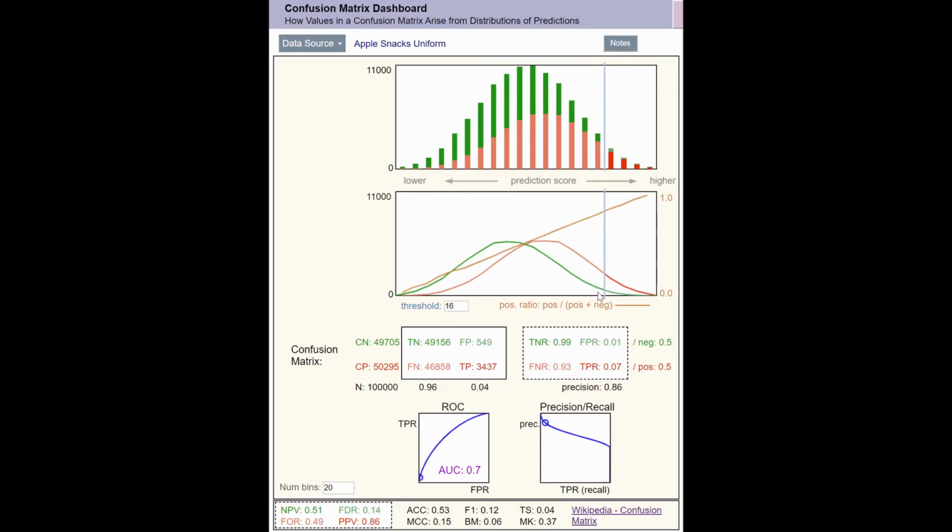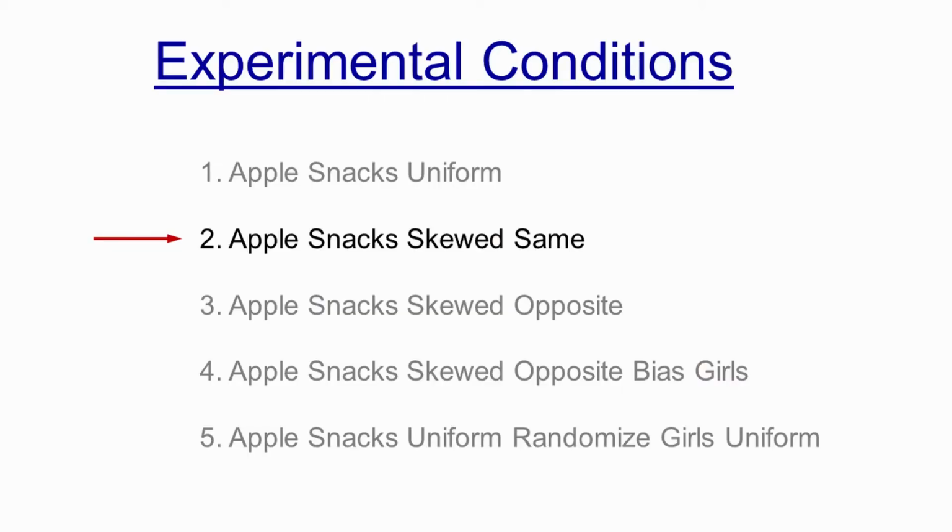Is there any bias going on? No, there's only one population of kids, all drawn from the same generator distributions. There's no bias.